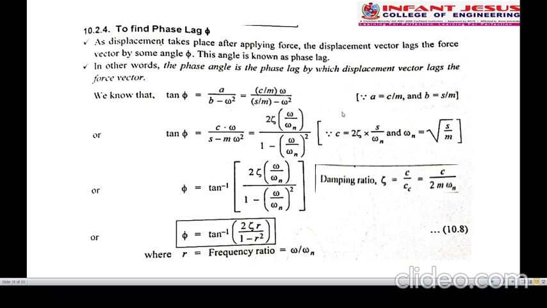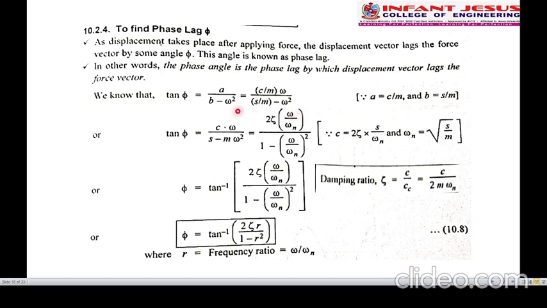Next we can find the phase lag. When a force is applied, there is some displacement. The displacement vector lags by some angle. That angle is known as phase lag. In other words, the phase angle is the phase lag by which the displacement vector lags the force vector. When the displacement vector lags the force vector, it is called the phase lag.